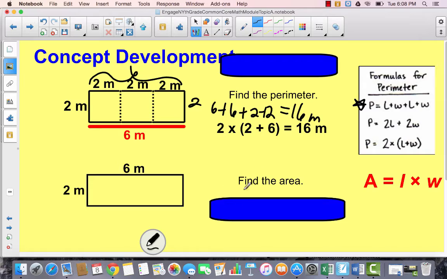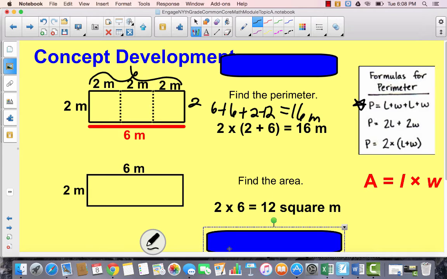Now I want you to try to find the area, and when you think you have the answer, come back and press play. All right, you should have got 12 square meters because remember, area is length times width, and 2 times 6 is 12 square meters.